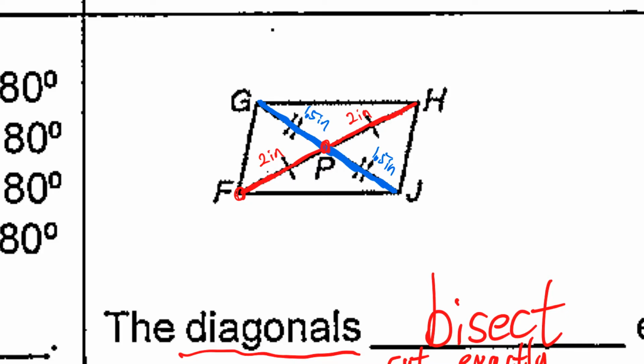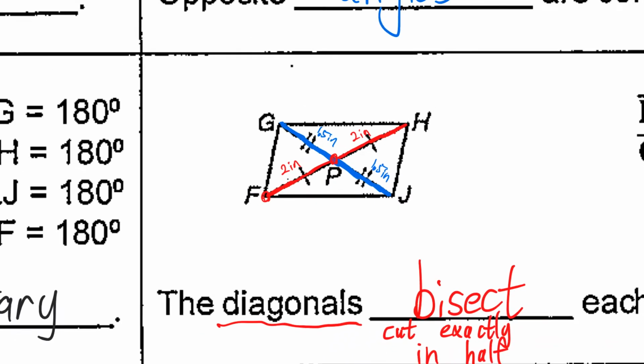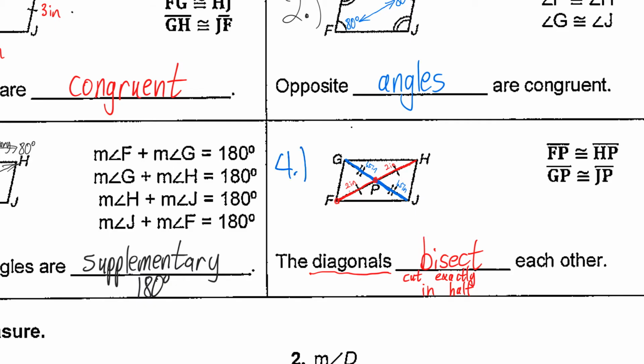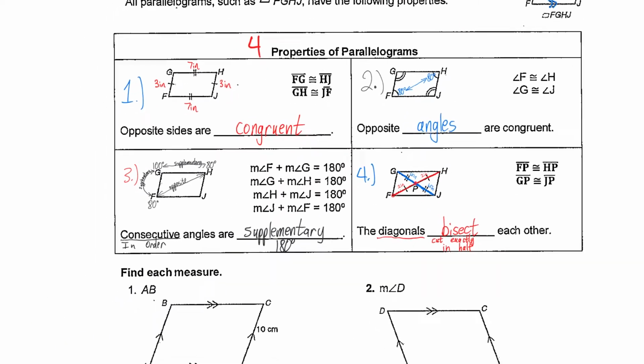Okay, and I know that's tiny on your paper. You probably can't fit that in there, but that is our fourth property. Diagonals bisect each other.